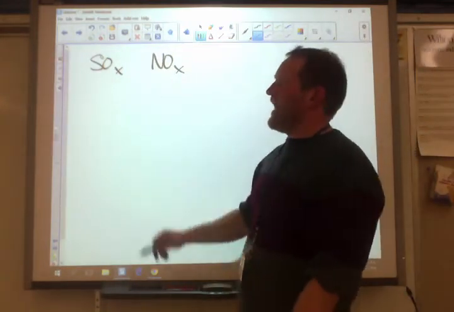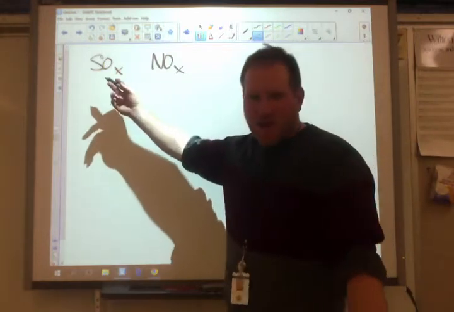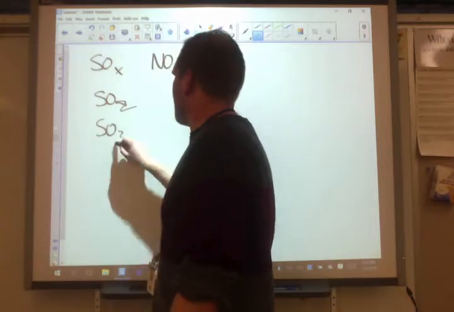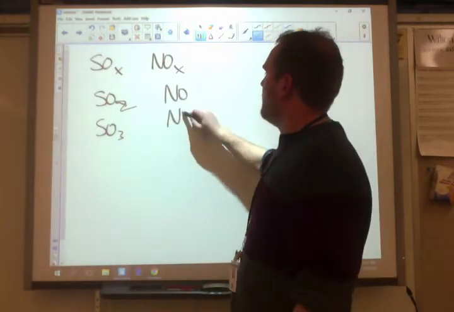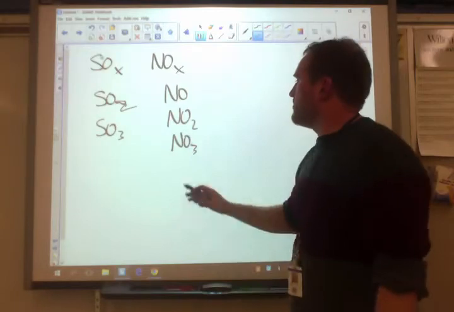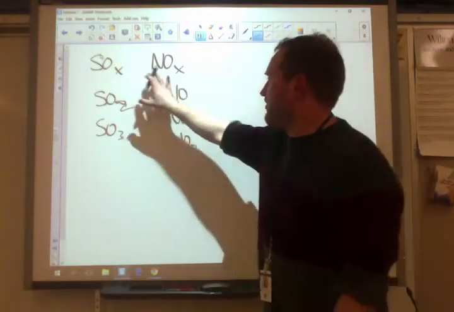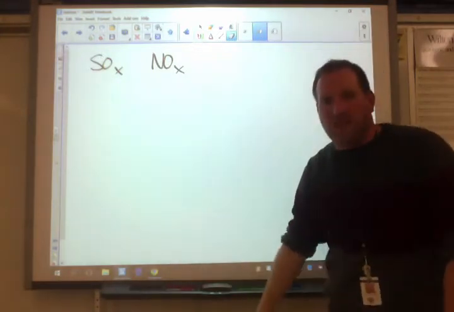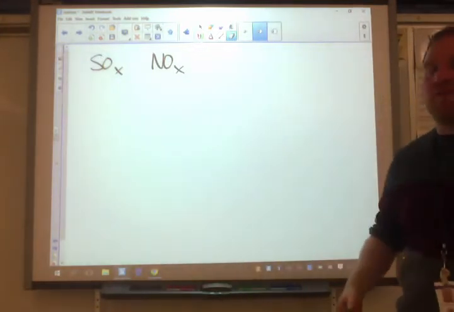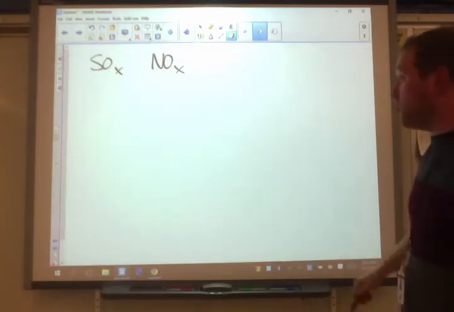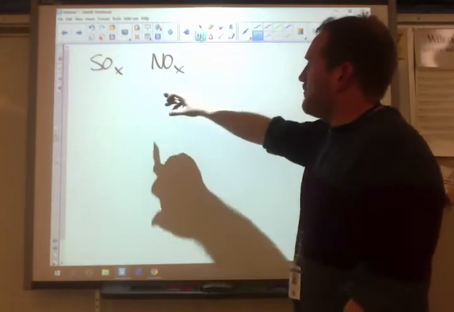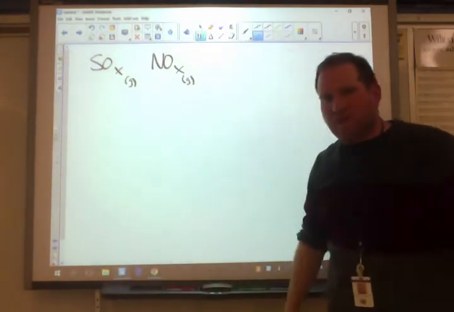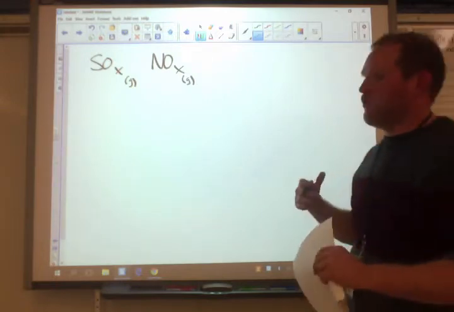The X could really mean any number. For sulfur oxide, it's generally SO2 or SO3. For nitrogen, it could be NO, NO2, NO3. So instead of writing all these out, we could sometimes just categorize it as SOx and NOx. Now these are two pollutants that get released a lot of times by industry and by power plants, mostly coal. These are gases. When these enter the atmosphere, they react with water and they form acids.